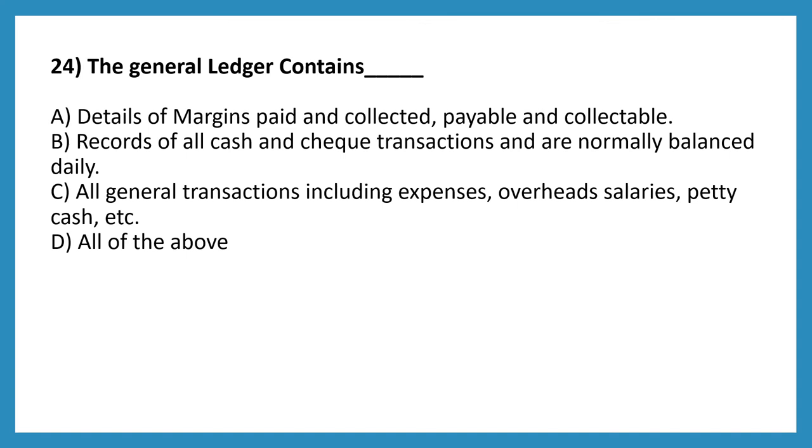The general ledger contains: option A, details of margins paid and collected, payable and collectible; option B, records of all cash and check transactions and are normally balanced daily; option C, all general transactions including expenses, overhead, salaries, petty cash, etc.; option D, all of the above. The correct option is option C, all general transactions including expenses, overhead, salaries and petty cash, etc.